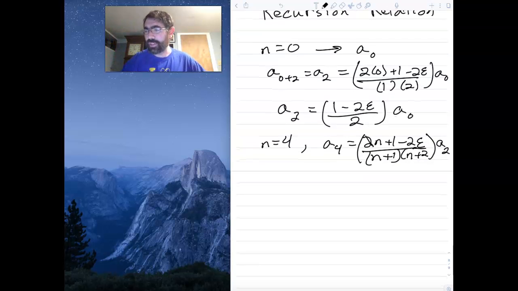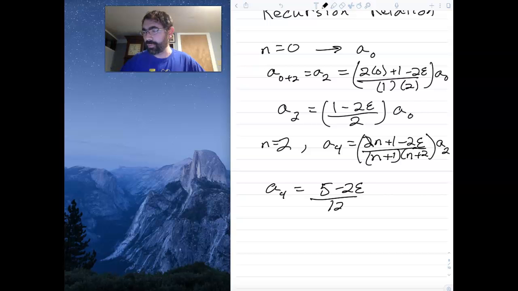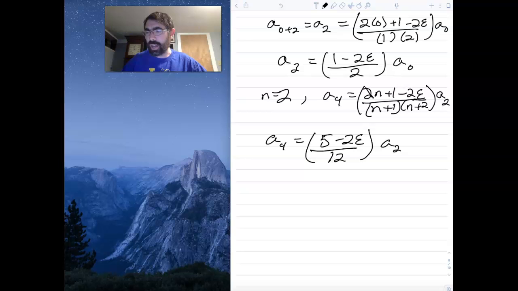So I could plug in the value of, no, not n equals 4. If n equals 2, then that will give me A4, which is 2 times 2 is 4, 5 minus 2 epsilon over 3 times 4 is 12. So I can bootstrap my way up. If I know A0, I can get A2. If I know A2, I can get A4. If I know A4, I get A6.